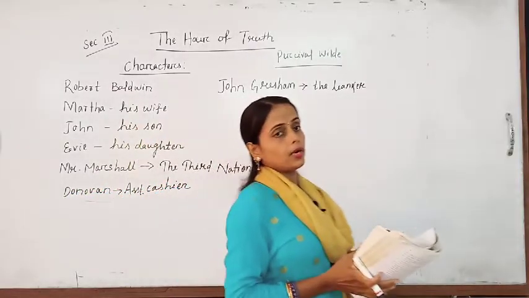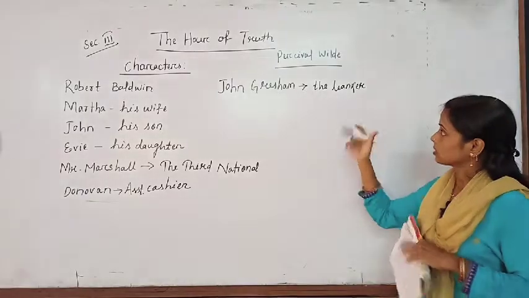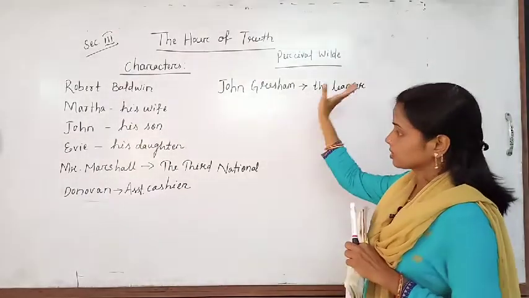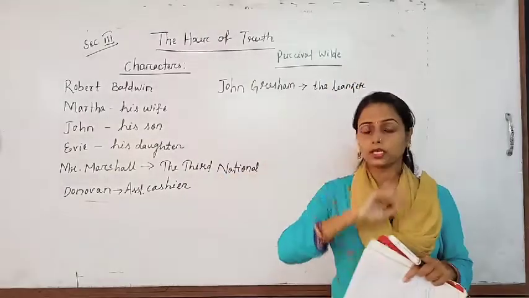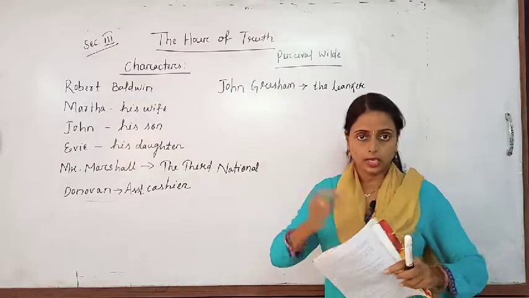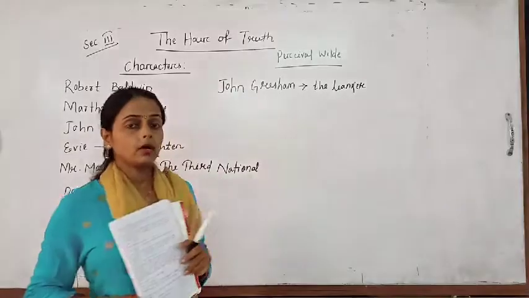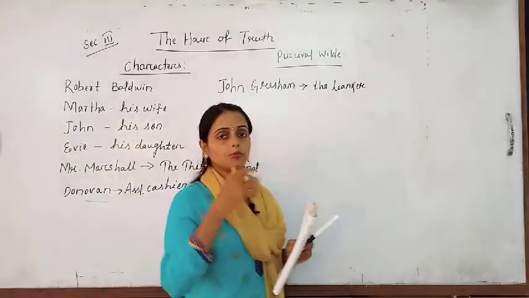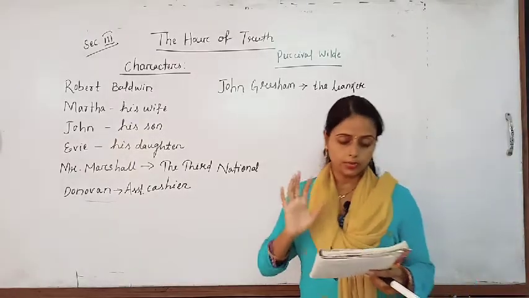So here, Baldwin is speaking that he has been to the Third National. And here, John Gresham is the banker and Mr. Marshall is the member of Third National. And Third National, as I told you, is a bank that regulates all other banks. So all other people had been there, and now that place is also filled and there is no position that can be offered to Mr. Baldwin. Understood?